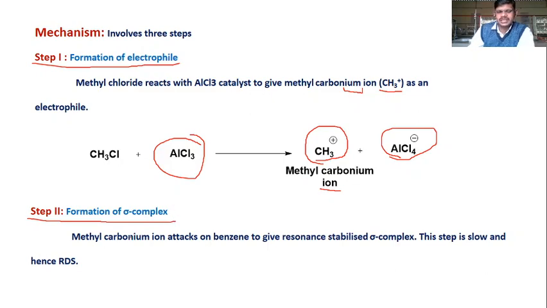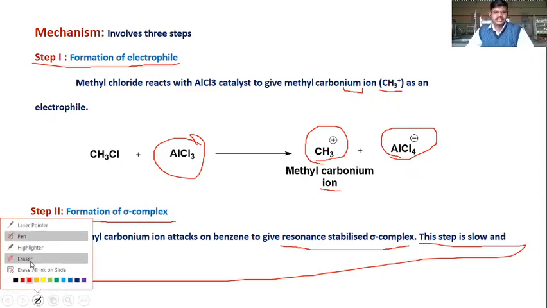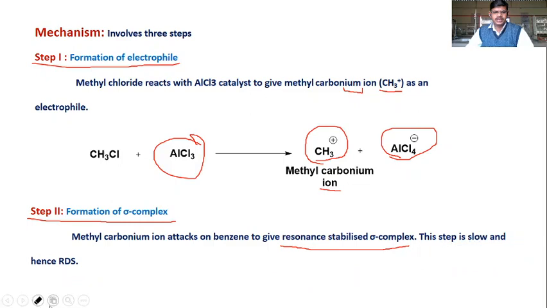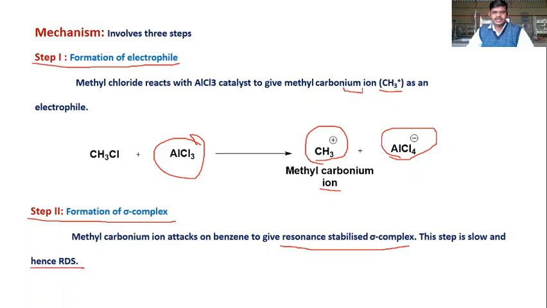Now the next step is the formation of the sigma complex. This is the same step as in the previous two reactions. What happens here is that the generated methyl carbonium ion electrophile attacks the benzene to give the resonance-stabilized sigma complex, and this reaction is very slow, and hence it is the rate determining step.